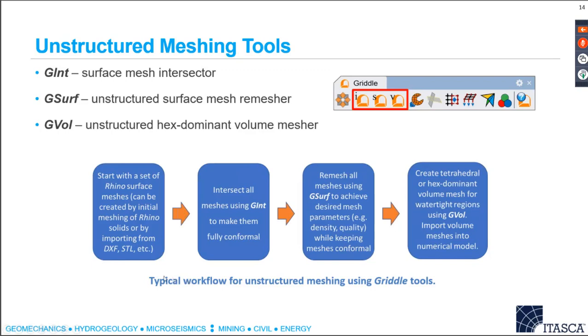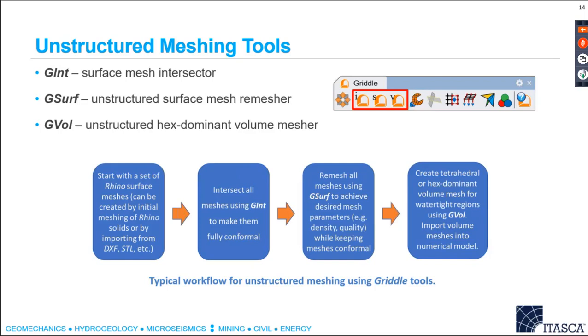So essentially, when people start with Rhino surfaces, solids, or initial Rhino meshes, these meshes need to be remeshed, and need to be intersected to make them conformal. Conformal means that all neighboring faces fully share nodes and edges. There would be no so-called attach conditions.